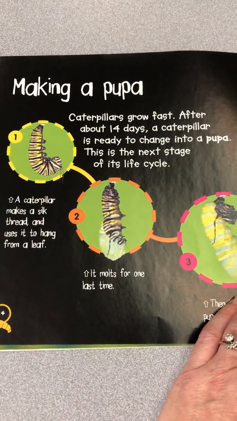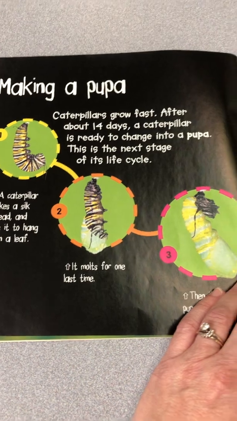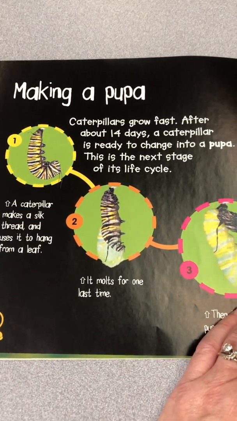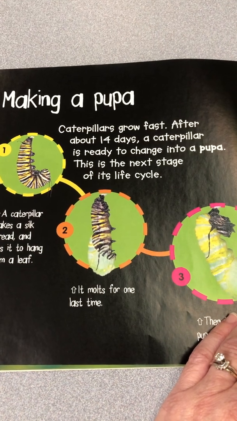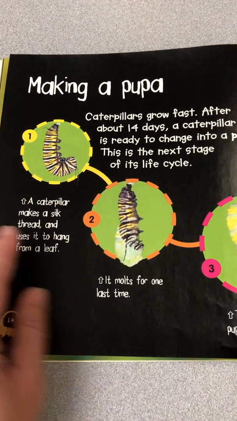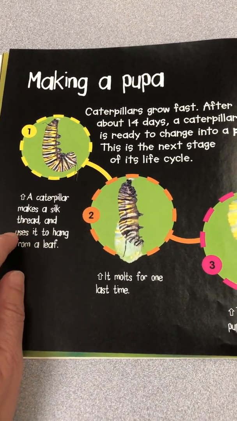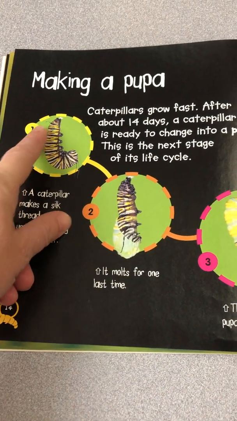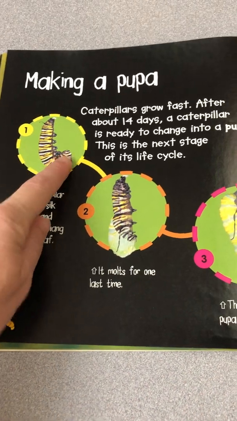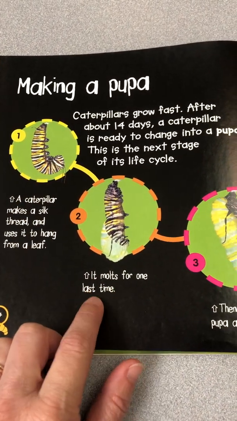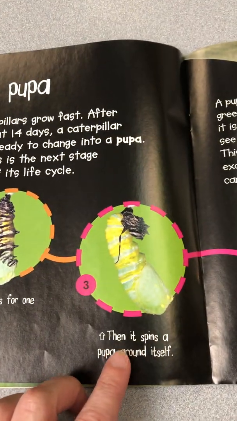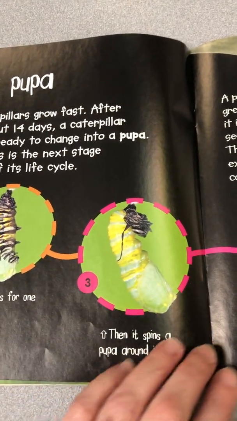Making a pupa. Caterpillars grow fast. After about 14 days, a caterpillar is ready to change into a pupa. This is the next stage of the life cycle. A caterpillar makes a silk thread and uses it to hang from a leaf. See, and it forms like a J. It molts for one last time, so the extra skin goes away. Then it spins a pupa around itself.